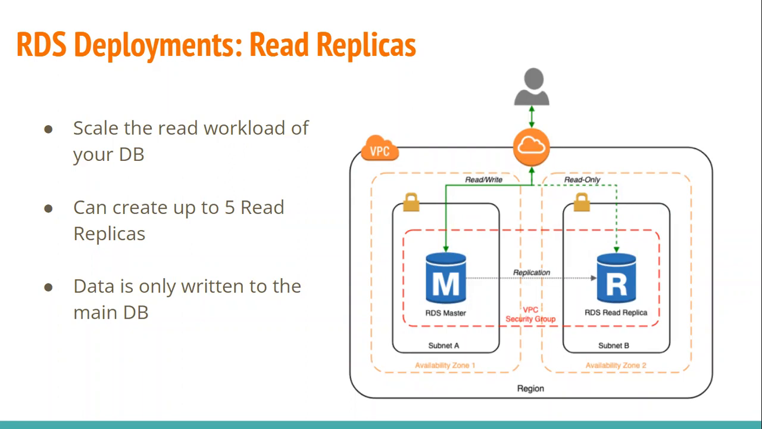RDS can create one more database, which is called the read replica. In a read replica, you can say a secondary database is created and it gives you the services, but as you can see, only read-only permission is available on this read replica. Replica means the same copy of the machine, so this is the same machine as this master RDS.